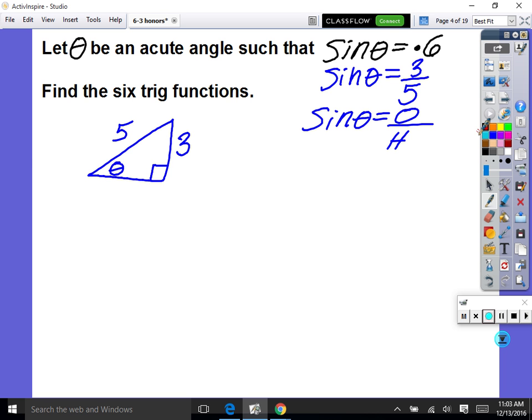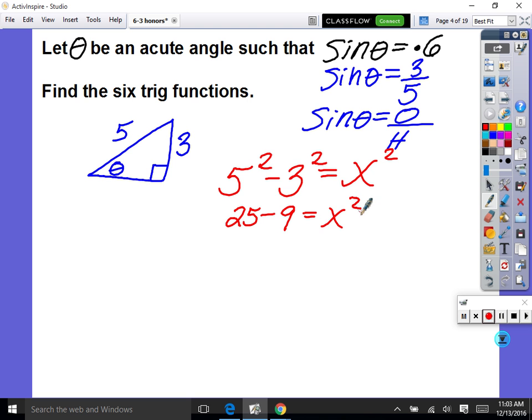It just takes a little bit of thought. So then you'll do 5 squared minus 3 squared equals the other side squared, correct? Is that too quick, or do I need to show you why that is? Hypotenuse squared minus one of the sides will be the other side squared. So that's 25 minus 9 equals x squared, 16 equals x squared, x equals 4.